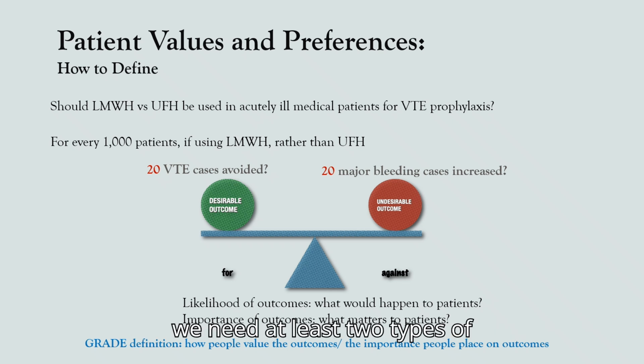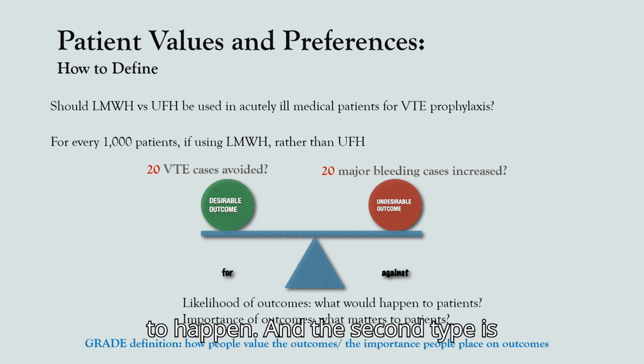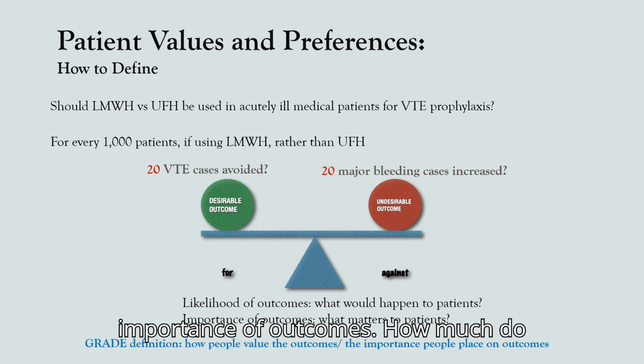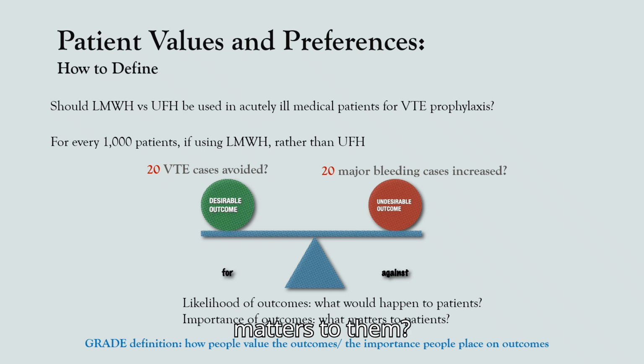In summary, we need at least two types of information. The first type is about the likelihood of outcomes, or what is likely to happen. And the second type is the importance of outcomes. How much do people care about those outcomes? What matters to them?